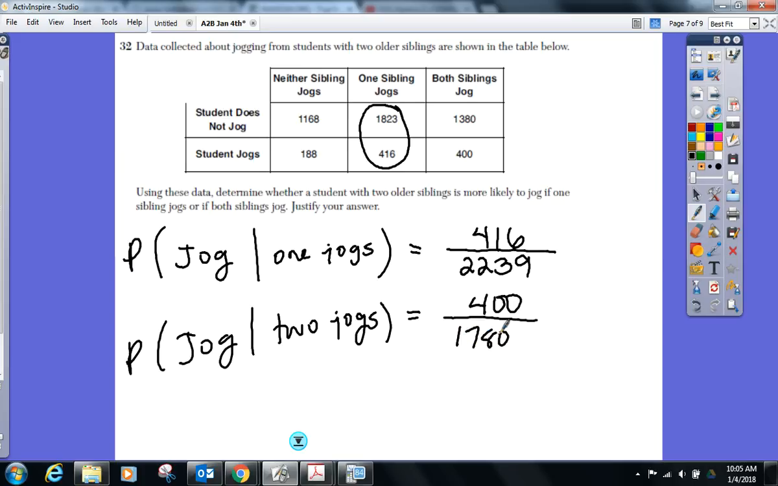How are you guys going to compare? Which one's more likely? Find it as a percent. Find it as a decimal. Yep. This ends up being about 0.19. And this ends up being about 0.22. What's more likely? Are you going to jog if you have one sibling or two siblings? Two siblings jog.